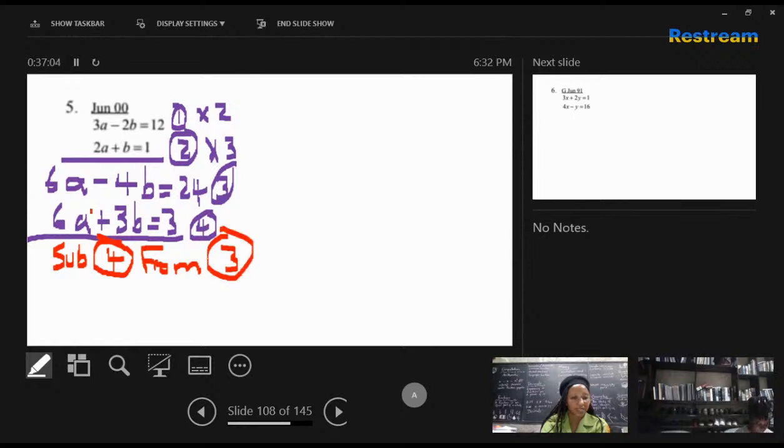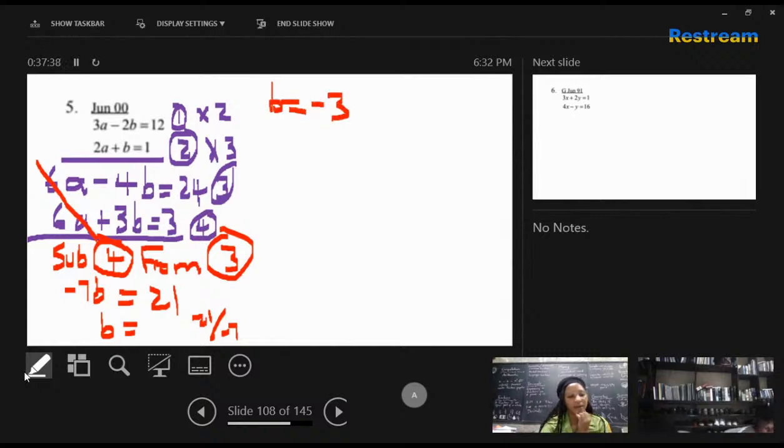All right, so subtracting these two, we get 0, right? So that would be negative 4b minus 3b. How much is that? Negative 7b. And 24 minus 3, 21. So b is equal to 21 divided by negative 7, which is negative 3. All right, so b is negative 3.